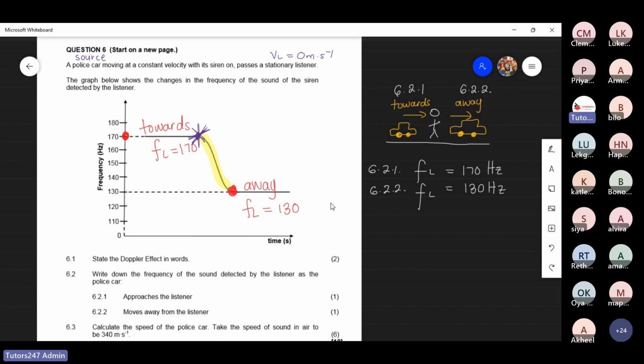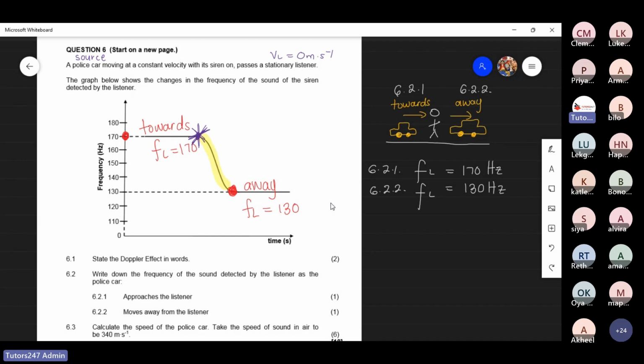We now have frequencies for the listener when the police car is moving towards and away. The only thing that we do not have, besides what we are calculating for, is the frequency of the source. So you'll see that if we were to substitute into our equation and only take into consideration the towards scenario, we would have two unknowns. The first unknown being what we are calculating for, the second unknown being the frequency of the source.